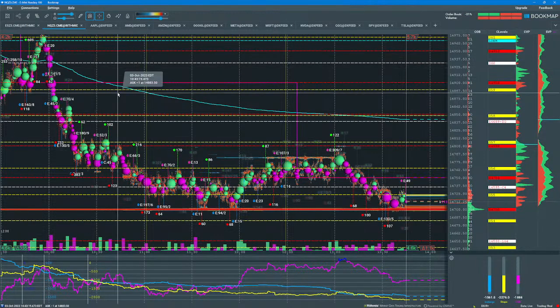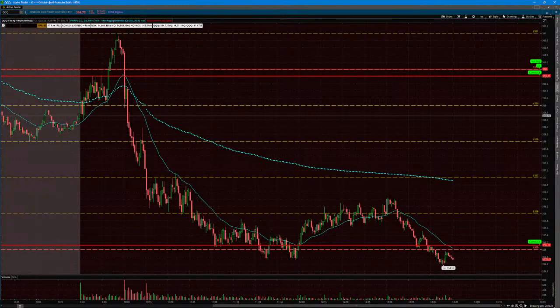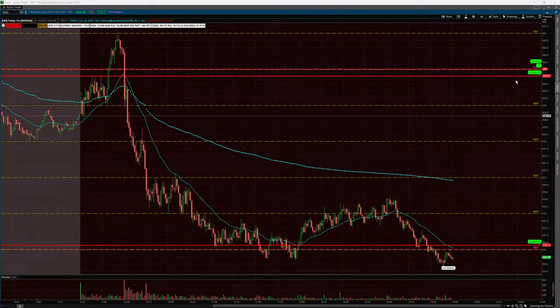So this is the NQ futures in Bookmap. And before I take a closer look at this chart, I want to isolate, first of all, QQQ levels that are in play for today. So here's QQQ in a 1-day, 1-minute chart. Note that 360 is the absolute gamma strike and also the volatility trigger. So QQQ is trading below that level.